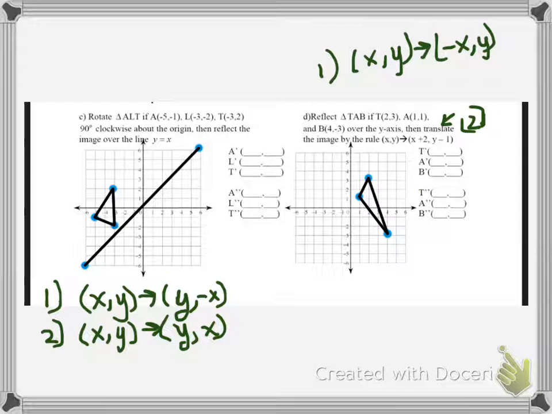Okay, and then there's a couple over here. First one says to rotate clockwise 90 degrees around the origin. I've written the rule for that right here. And then reflect the image over the line, which I've drawn here, y equals x, and I've written the rule right here for that. And lastly, this one you're supposed to reflect over the y-axis, which again changes the sign of x, and then do this translation right here.